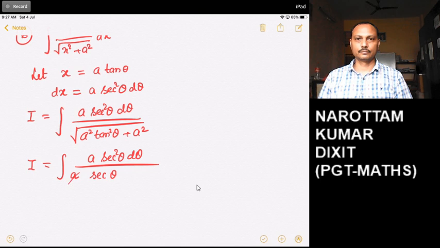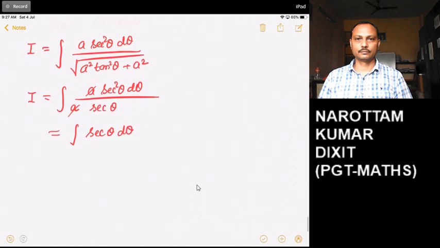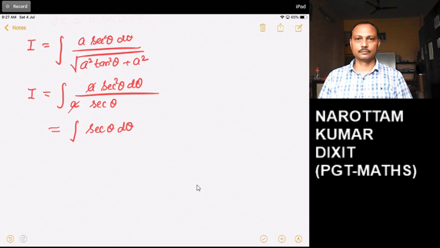So sec theta cancels out, and one sec theta cancels out. So it is left with only sec theta in the numerator, with respect to theta. Now what is the integration of sec theta? We have used it many times. So it is log of sec theta plus tan theta plus constant of integration.